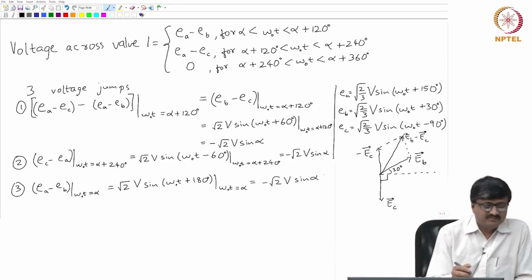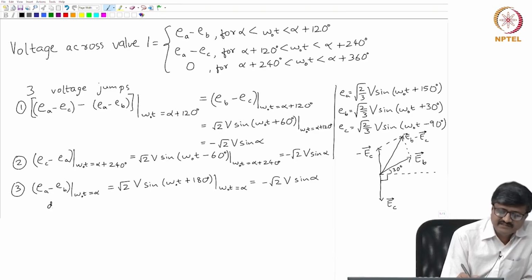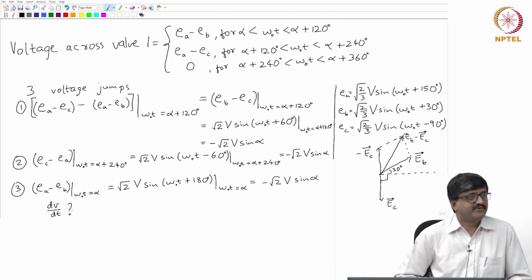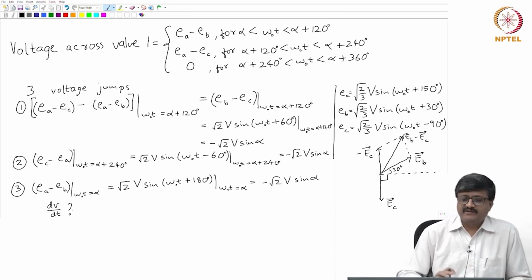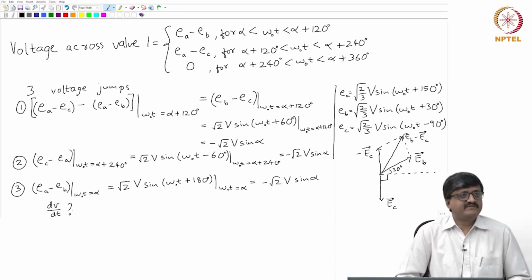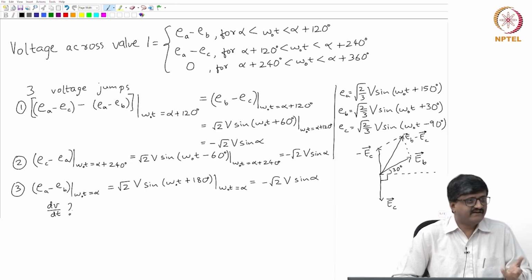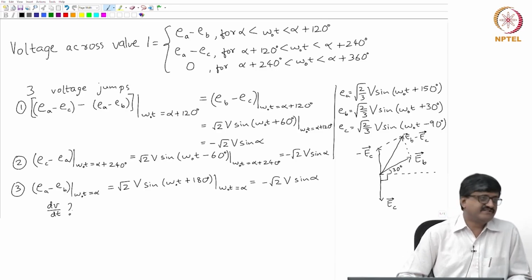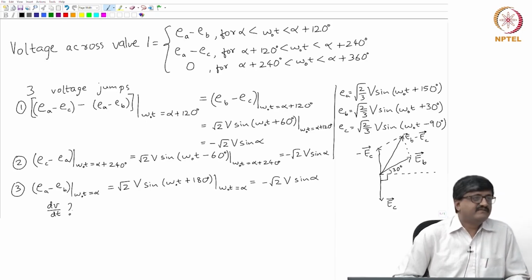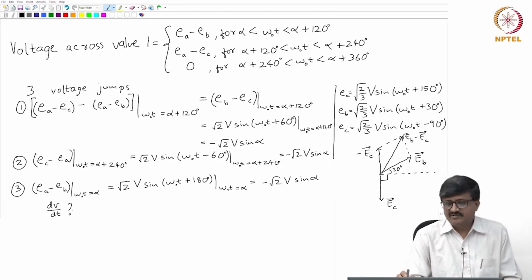Now, the question is, what is the stress dV by dt, the rate of change of voltage with respect to time? The point we are trying to consider here is what should be the rating of the thyristor valve as far as dV by dt is concerned. There is a voltage rating, there is a current rating, there is also a rate of change of voltage rating. So, the valve should be designed to withstand this dV by dt. Of course, the question is what is alpha.